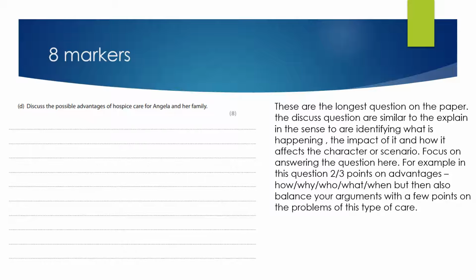Or, as the question says, it might be disadvantages, it could be any number of topics. So make sure you're answering the question, make a point, explain it, relate it to the case study. Treat it a little bit like you would have done with the 6 marker, making 3, maybe 4 points, and then explaining the impact, connecting it to the case study.